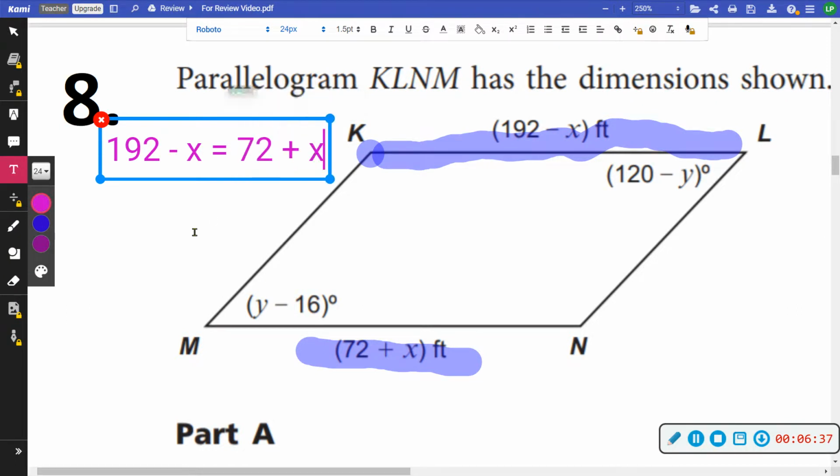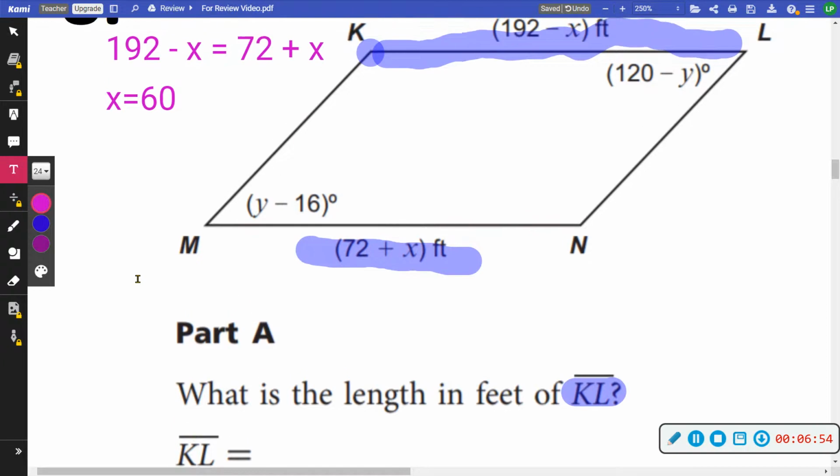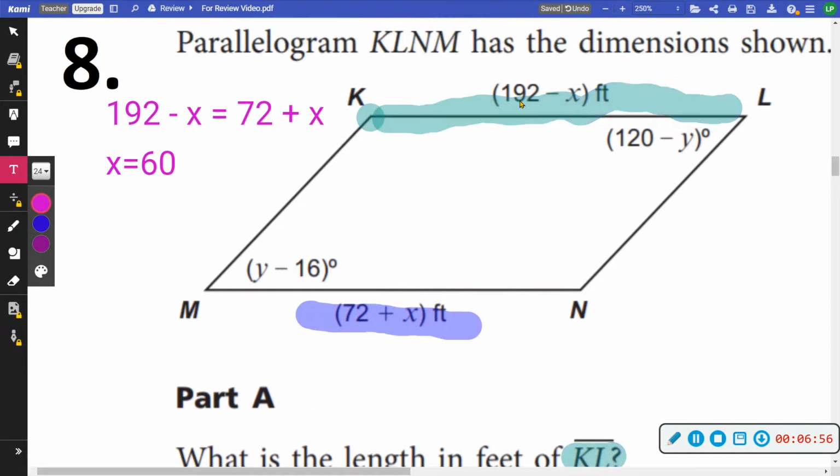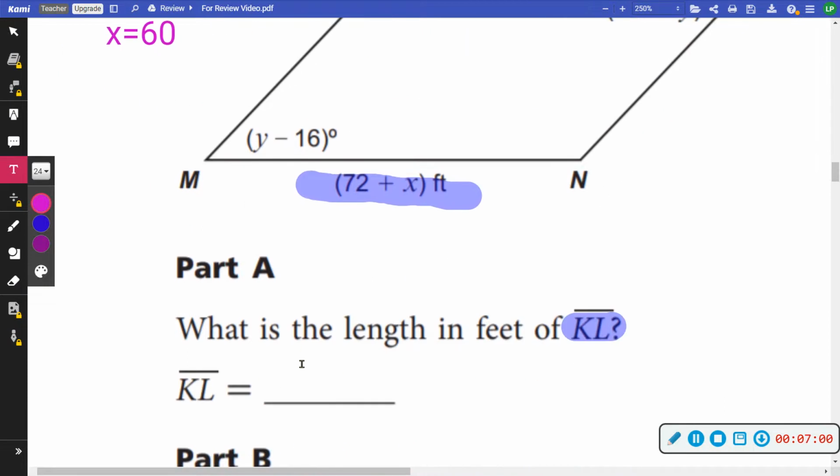Okay, just for the sake of time, I am going to go ahead and just solve that, and you can check your work. Let's see, I subtract 72, divided by 2. You should get x is 60 when you solve this. Okay, so x is 60. So what is the length of KL? I would do 192 minus 60, and I get 132.